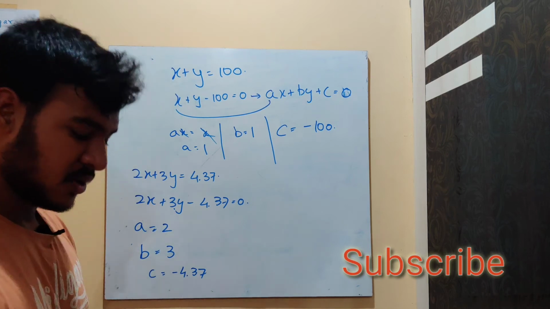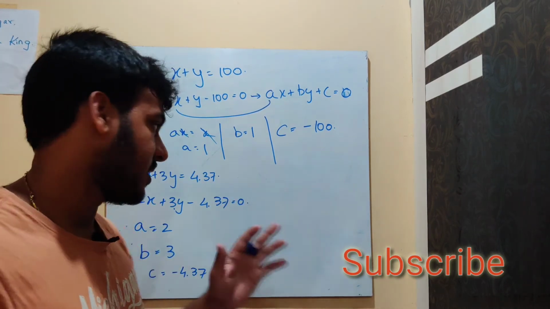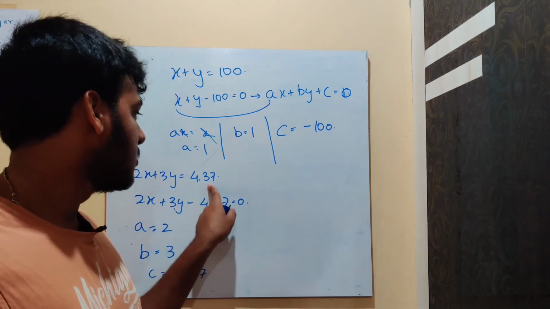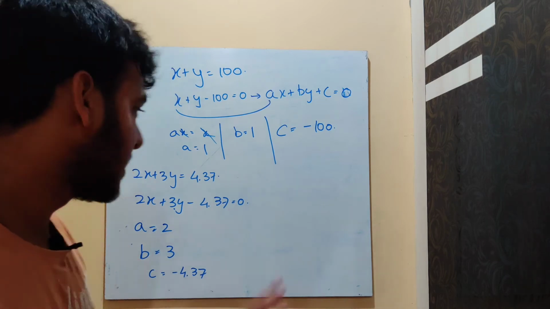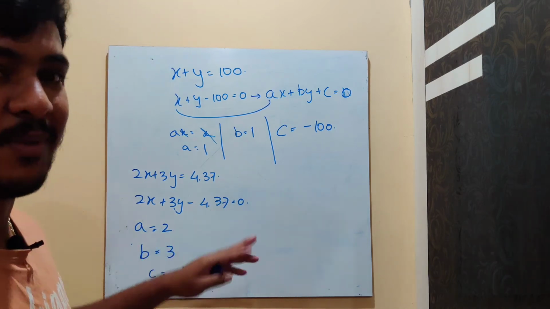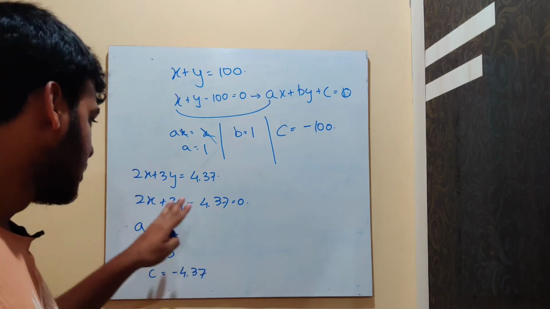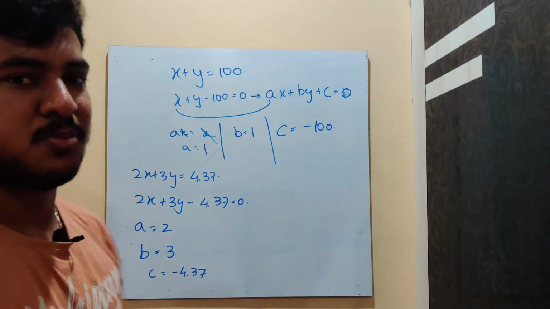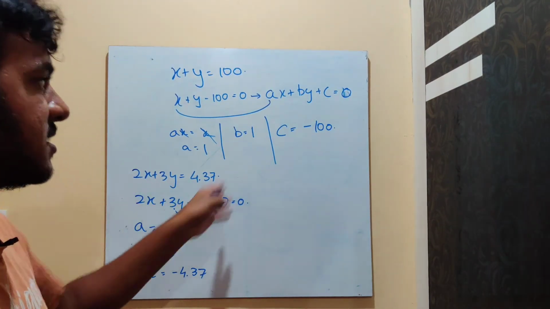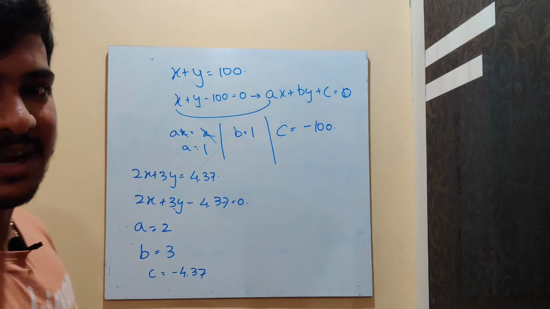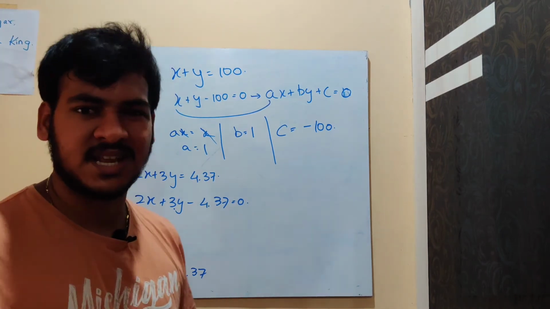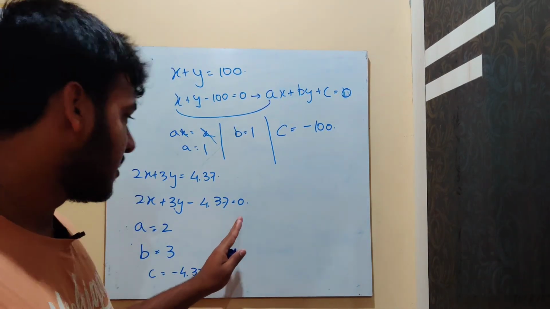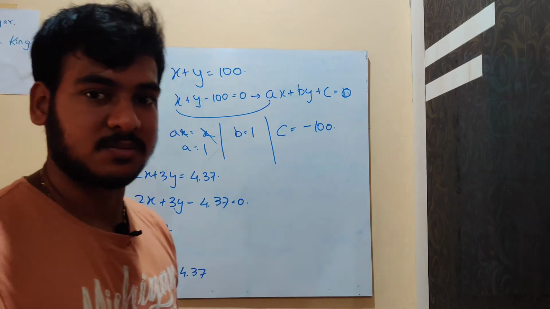Most of the students get confused at this point. I have the equation 2x plus 3y equal to 4.37, but it doesn't mean that the value of c is 4.37, it is minus 4.37. You have to match this equation with this equation. After the equal to, there should be only 0. So we have to convert this into this form and then find the values of a, b and c. Most of the students commit a silly mistake over here and end up losing marks. So be aware and keep practicing these examples from the textbook.